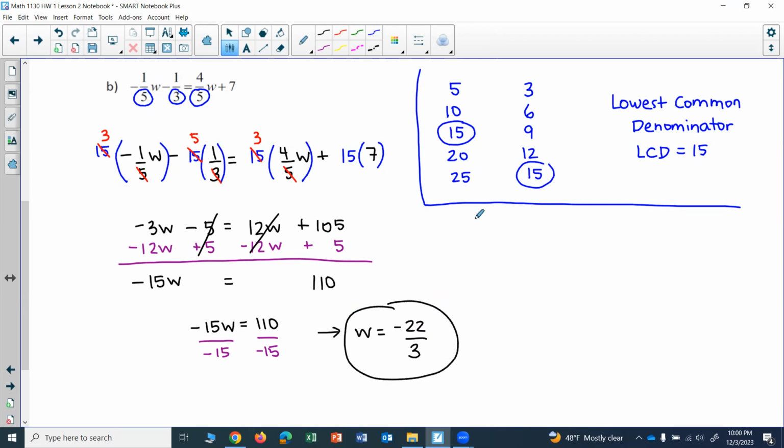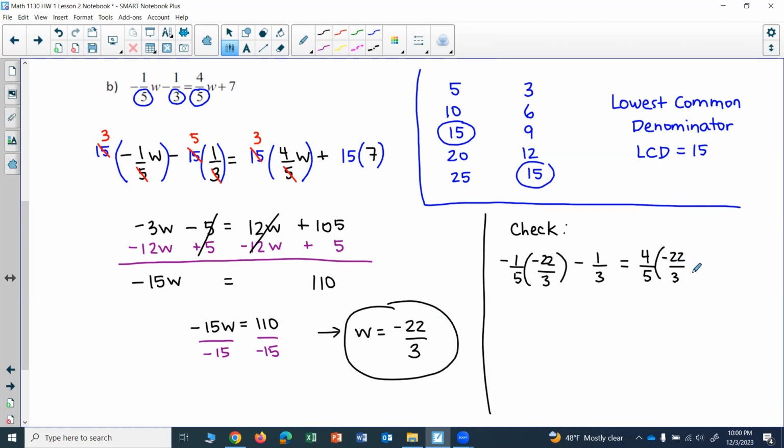And just like the last example, I could go ahead and check my solution by plugging in negative 22 thirds into my original equation. So I would have negative 1/5 times negative 22 thirds minus 1/3 equals 4/5 times negative 22 thirds plus 7.